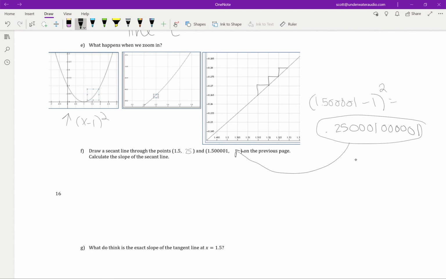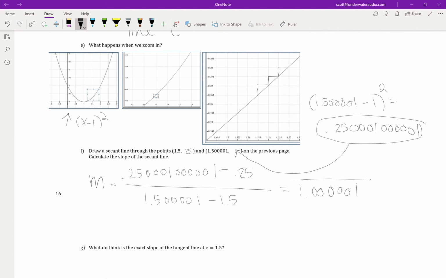And then I'll find the slope. So m equals that terrible number, 0.250001, and then minus 0.25, over 1.500001 minus 1.5, and then I'm going to put that into a calculator, and I get 1.000001. If you were going to round that, I bet you would round that to 1.